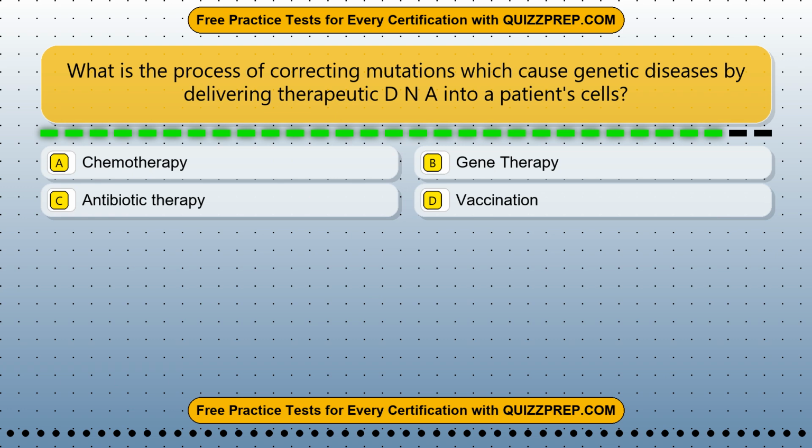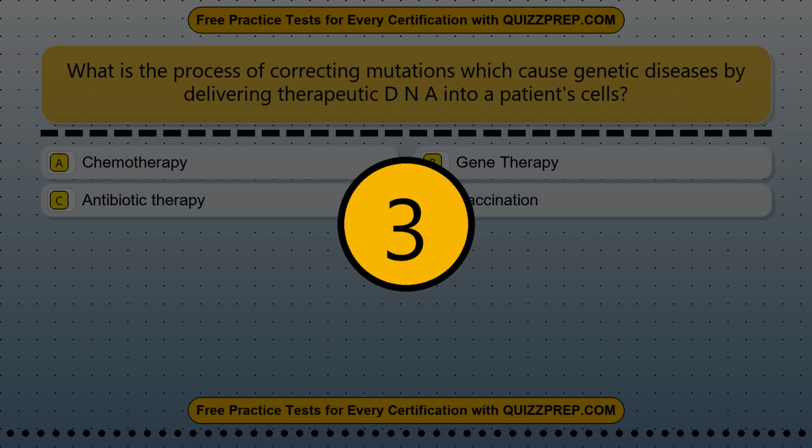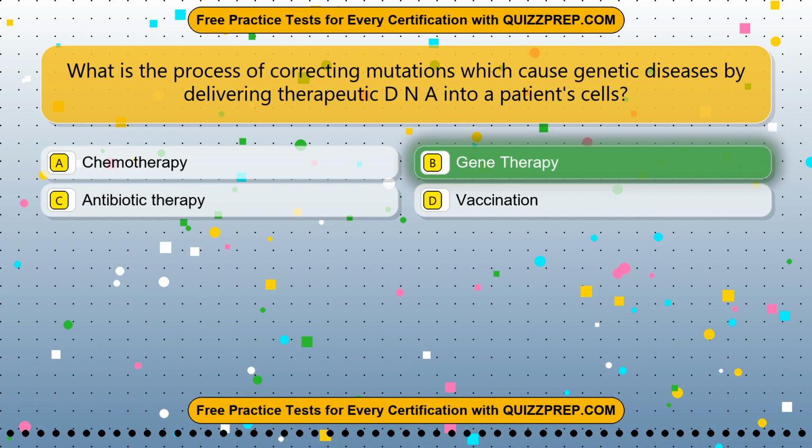Question 36. What is the process of correcting mutations which cause genetic diseases by delivering therapeutic DNA into a patient's cells? Option A, chemotherapy. Option B, gene therapy. Option C, antibiotic therapy. Option D, vaccination. The correct answer is option B, gene therapy.